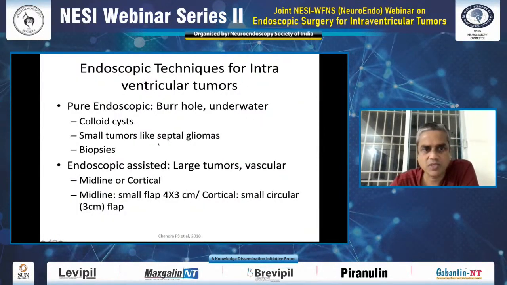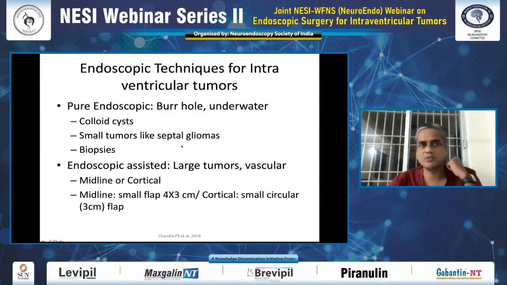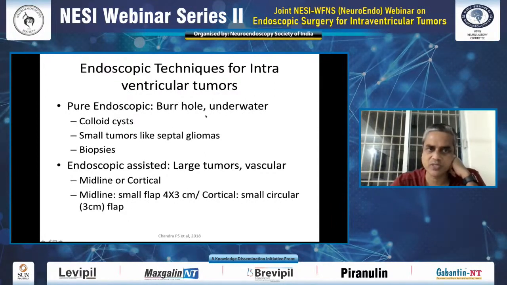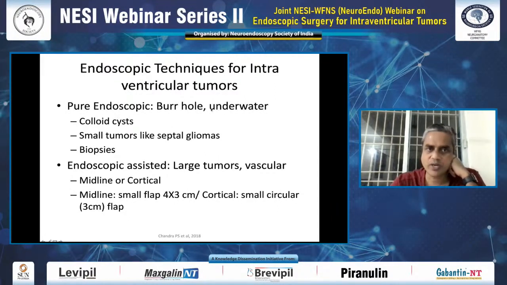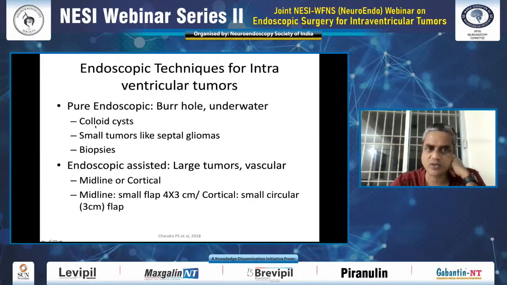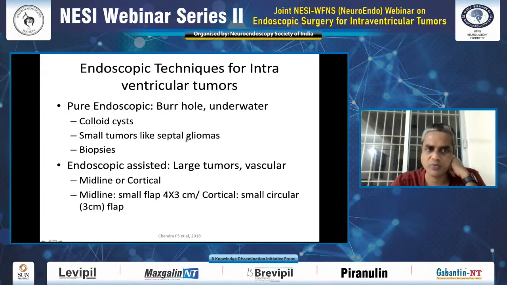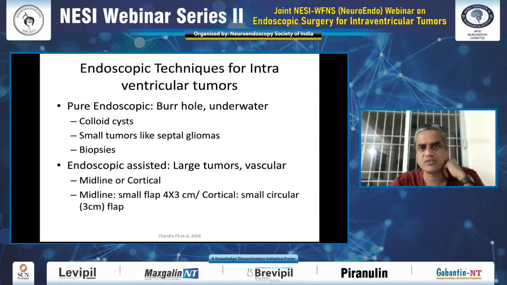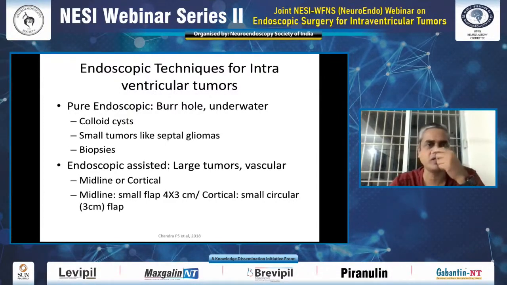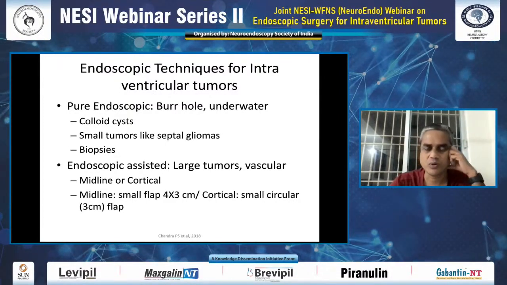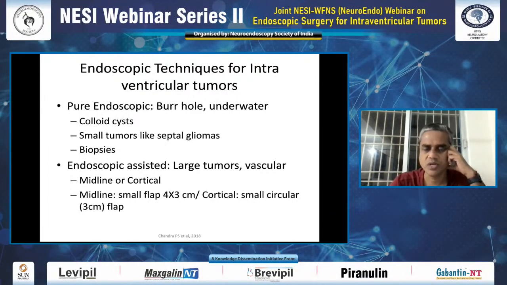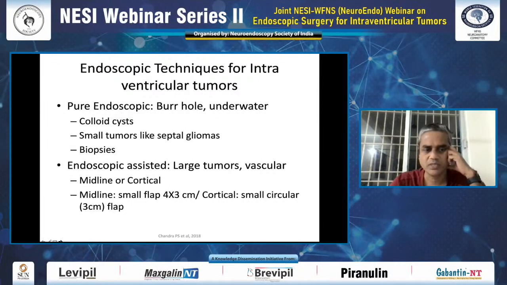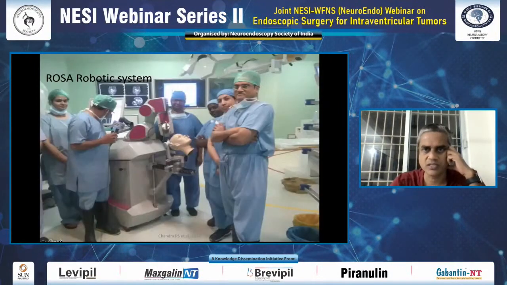So obviously, when we speak about access to intraventricular tumors, we either speak of pure endoscopic, which is done through a burrhole, which is underwater. And this is quite okay for small pathologies like colloid cysts or septal gliomas or even biopsies. However, for large tumors, this cannot be done. We have to go through a different path. We have to think of something like an endoscopic assisted approach through a small cortical flap. And this is a limitation of technology.